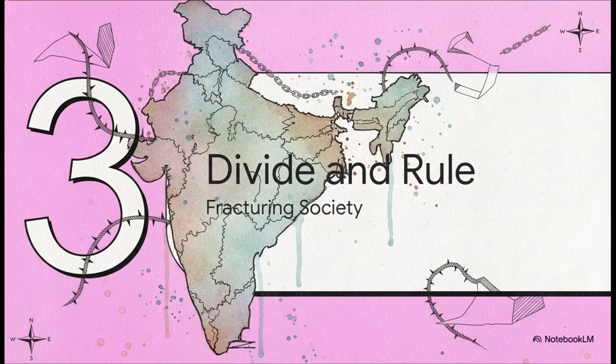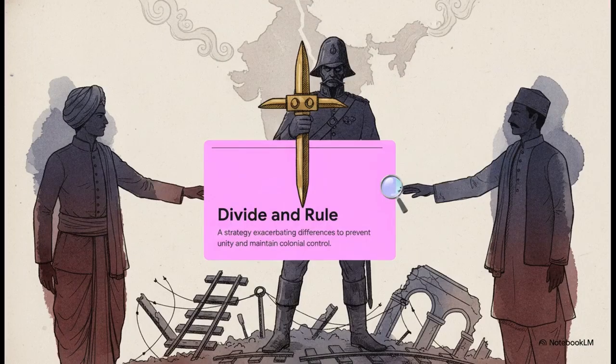Step 3, divide and rule. Now, let's take an analytical look at how the British actually secured their power after taking direct control. They were deeply, deeply terrified by the Hindu-Muslim unity they witnessed in 1857. So to ensure it never happened again, they implemented a very specific strategy: divide and rule. Yes, they brought railways, the telegraph, and modern educational institutions to India. That's true. But the underlying political strategy was to fracture the society. They actively pitted communities against each other to easily maintain their colonial control.